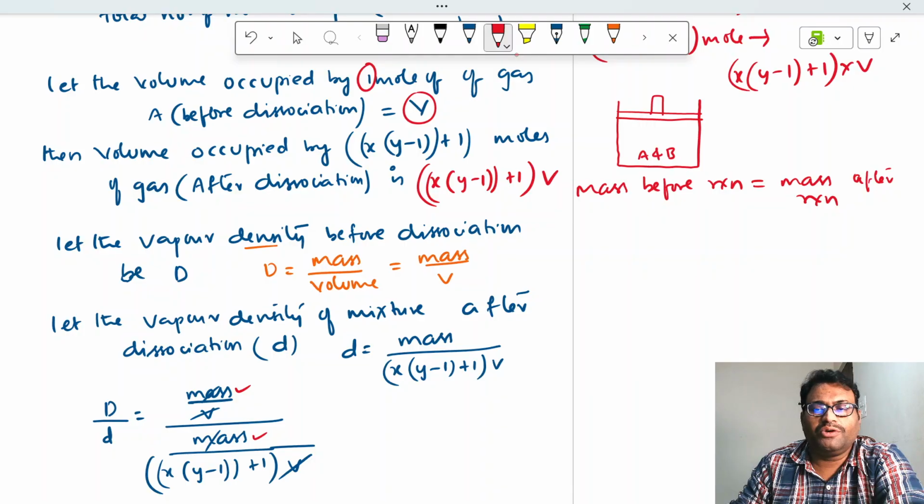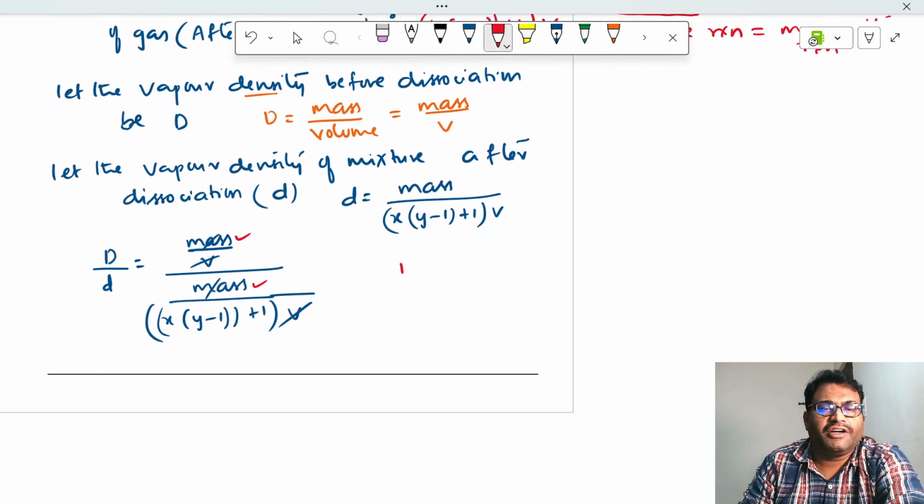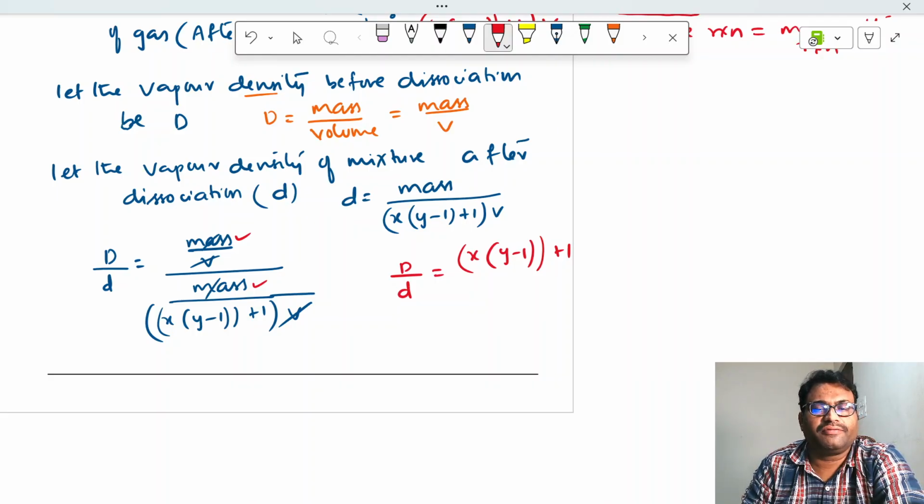So then what do I get? The formula: D by d is equal to x into (y minus 1) plus 1. This is the formula. On this formula we are asked questions. Then if 1 comes this side, D by d minus 1 is equal to x into (y minus 1). Then I can write x is equal to (D minus d) by d into (y minus 1).